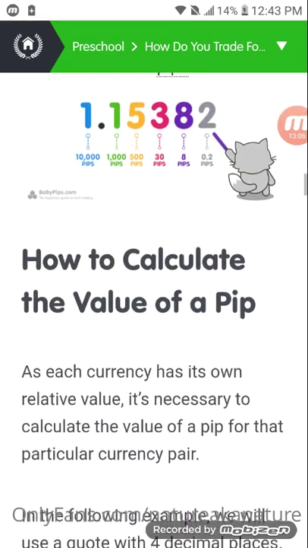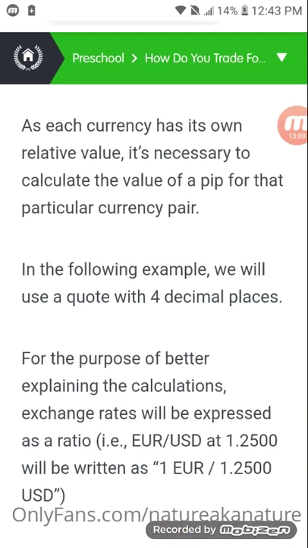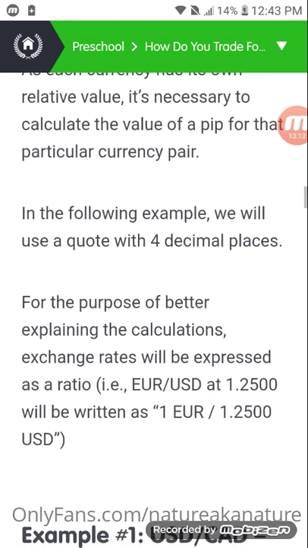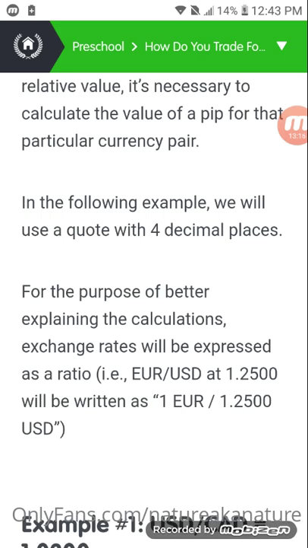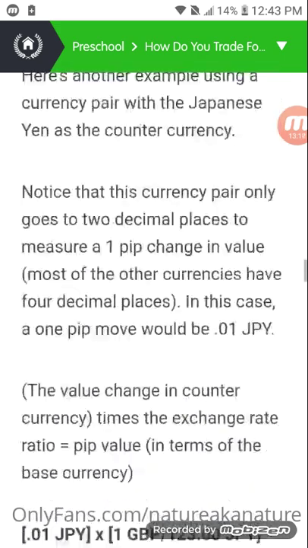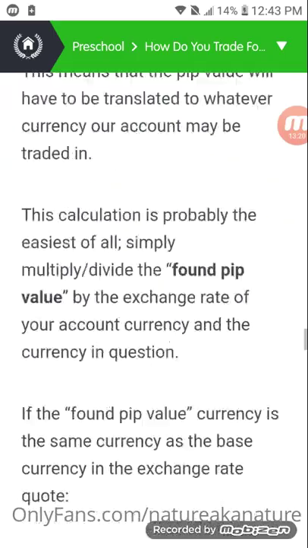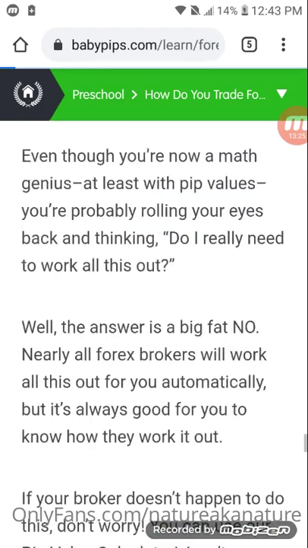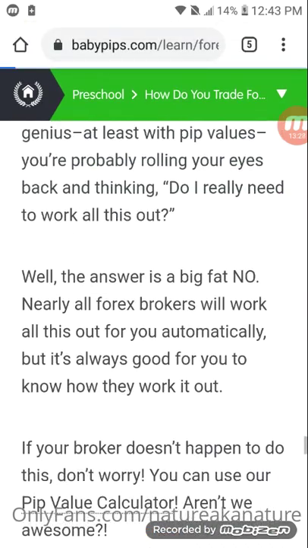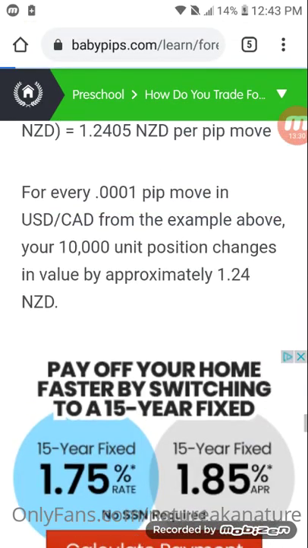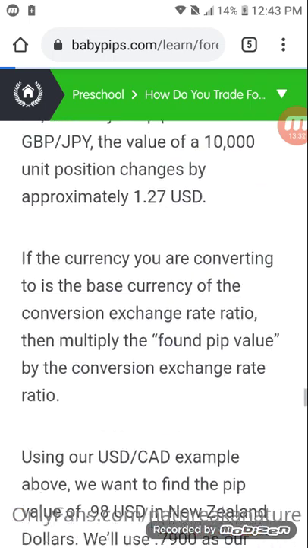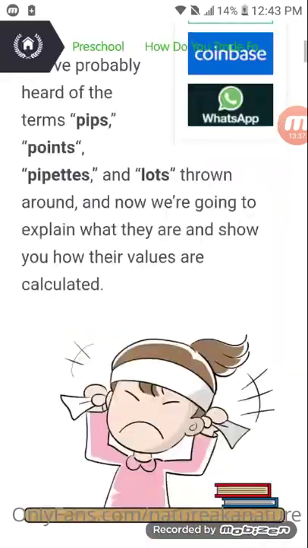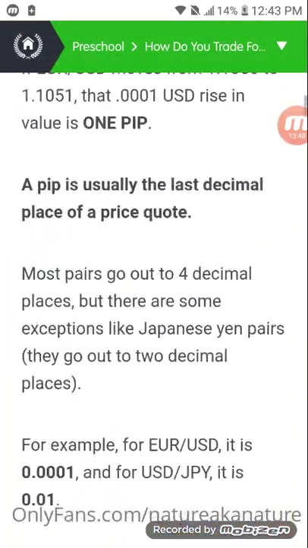This is really how to calculate the value of a pip. Each currency has its own relative value, so it's necessary to calculate the value of a pip for that particular currency pair, but they do that for you in MetaTrader 4, so you really don't have to. But this is it for this video. I don't want to get too big into it. If you want to read more, it's on babypips.com. That's about what a pip is in Forex and how to read the pip.